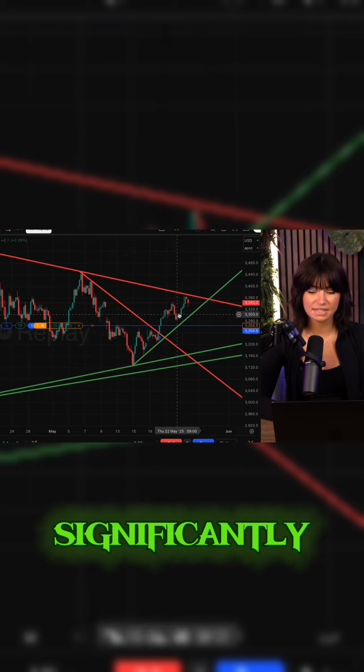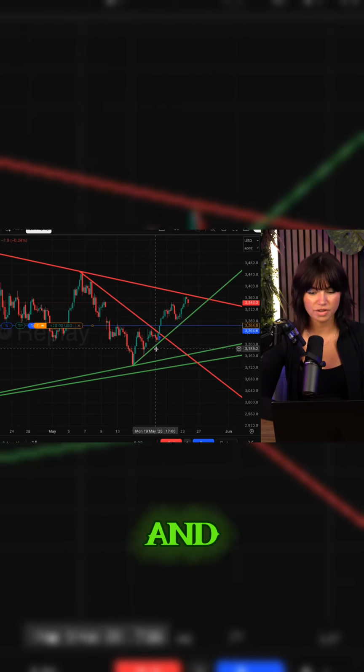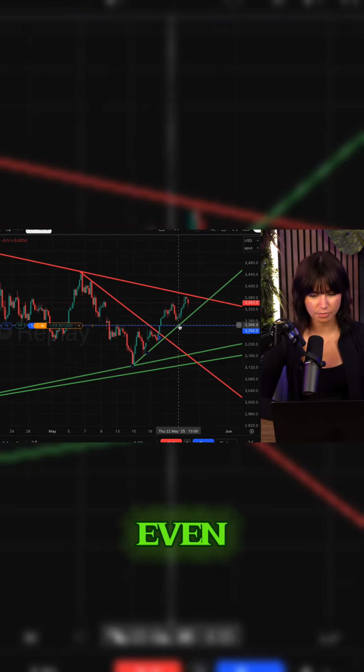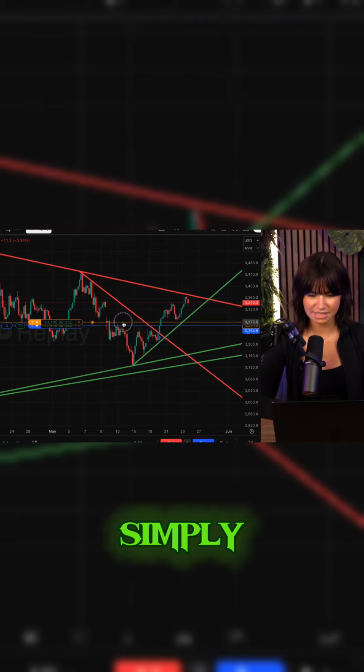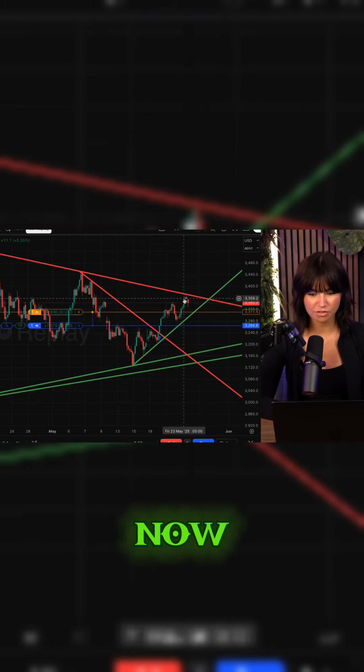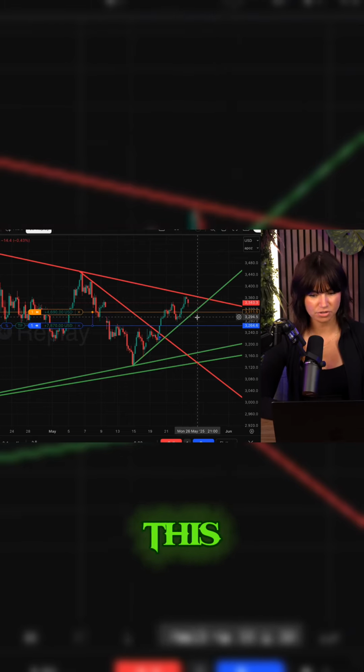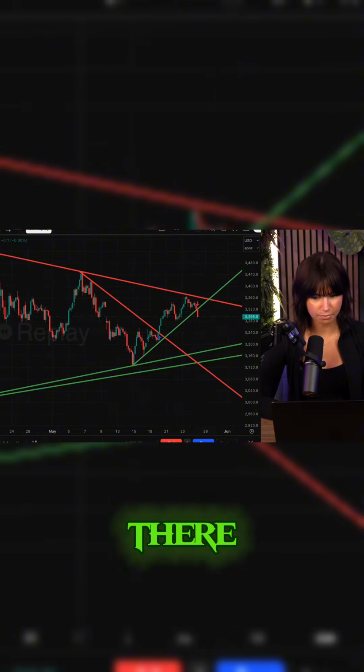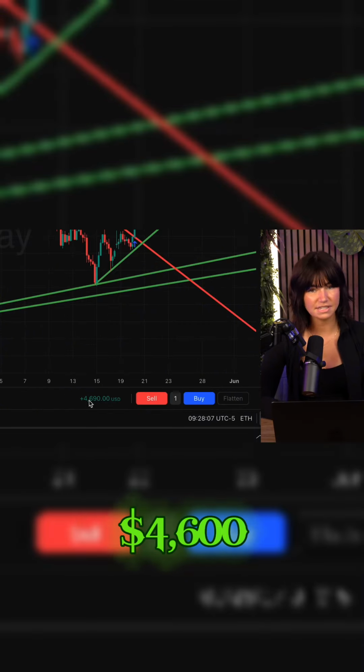Now that price has moved significantly in our favor and we have trailed our stop to break even, we can now trail our stop into profit. So the worst case scenario is if price breaks this opposing trend line, we close this trade with a profit. Now we're going to simply take that stop loss and drag it here. Now if the price turns around and breaks this opposing trend line, we're out of this trade. And there we go. We're able to capitalize on $4,600.